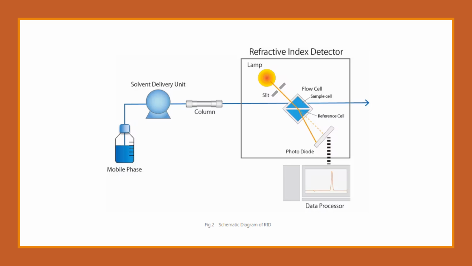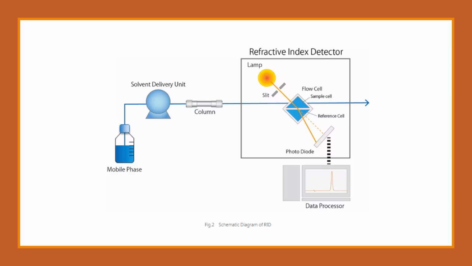It is a continuous process. Now coming to the reference side, this is called the reference cell and it is filled with only mobile phase. Now, when only the mobile phase flows on the sample side, the light ray travels straight without any refraction, because both in the reference cell and sample cell, it is the same mobile phase. There is no analyte present.